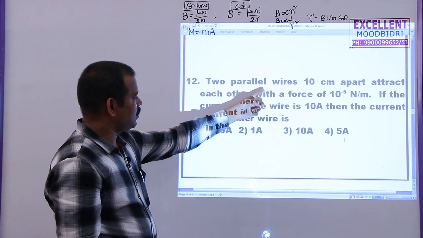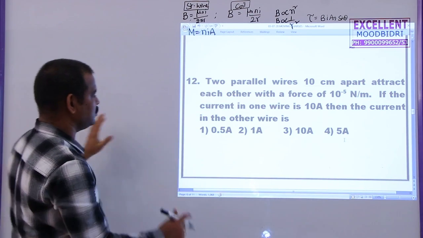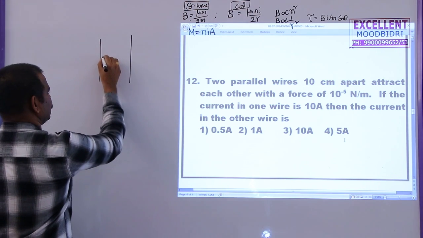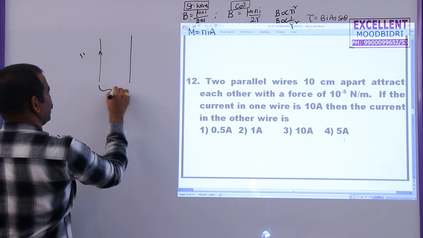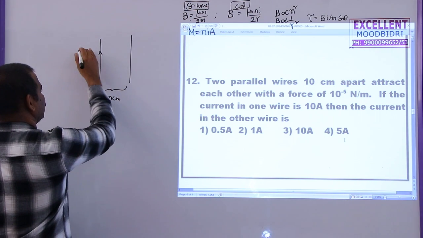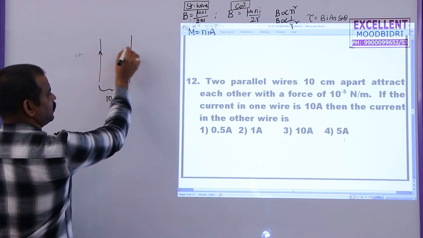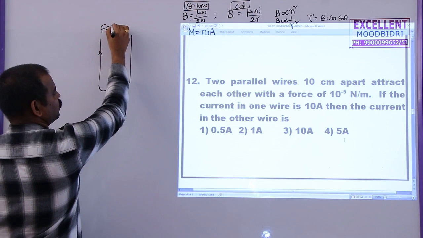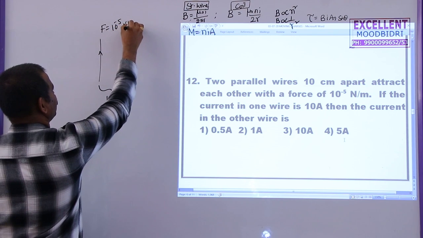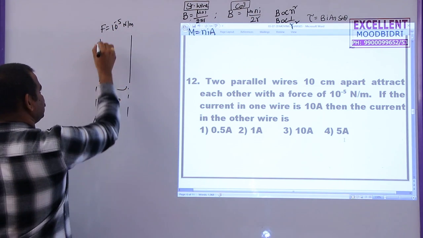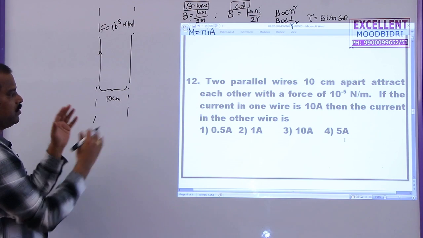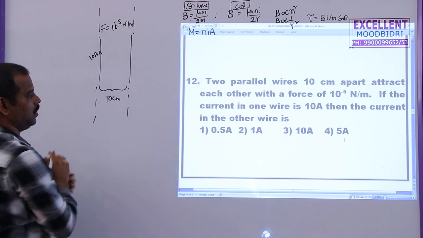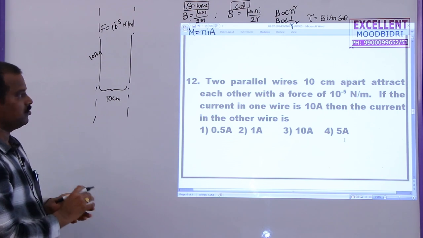12th one: two parallel wires 10 centimeters apart attract each other with a force of 10 power minus 5. These are the two parallel wires, 10 centimeters apart, carrying some current, and they are attracting with a force of F equal to 10 power minus 5 Newton per meter. That means they are attractive wires. For every 1 meter, they are attracted with this much force. Current in one of the wires is 10 amperes, and the current in the other one is dash.